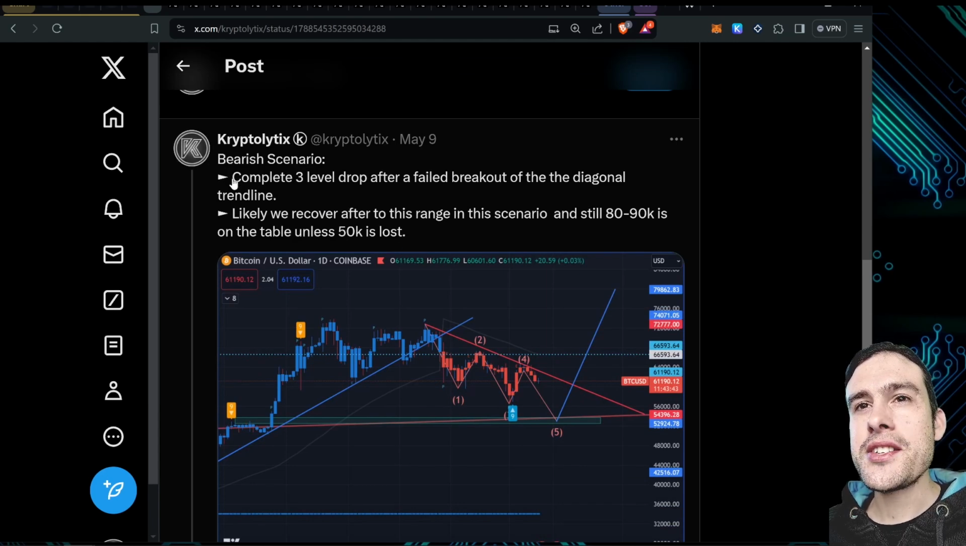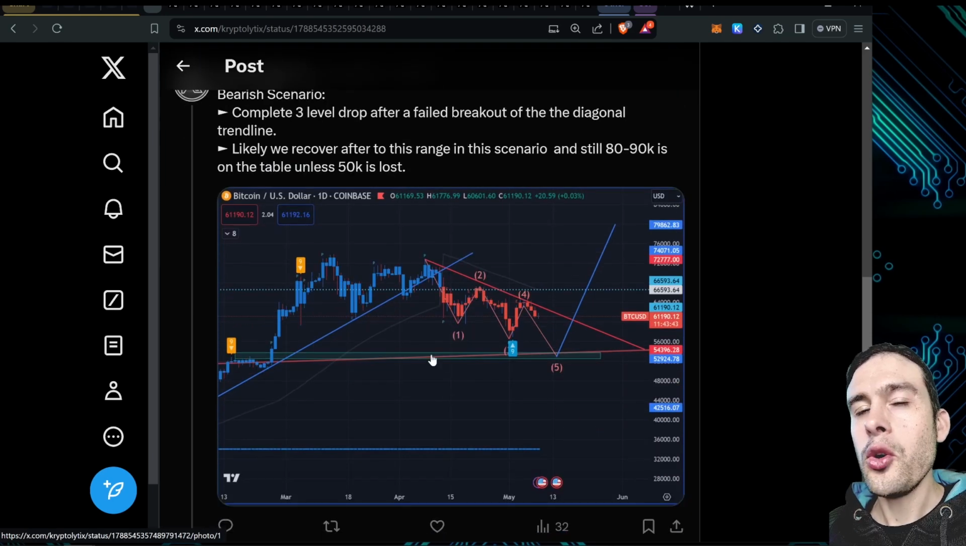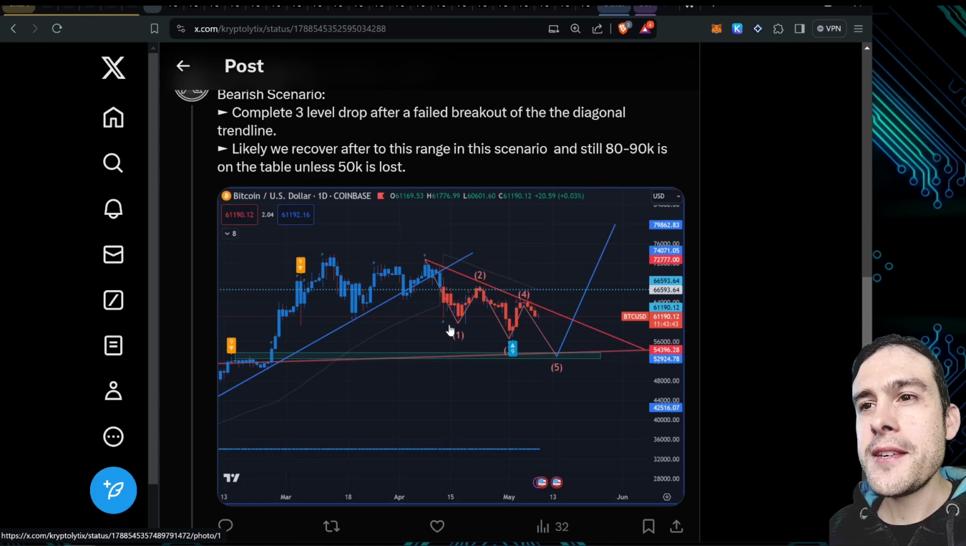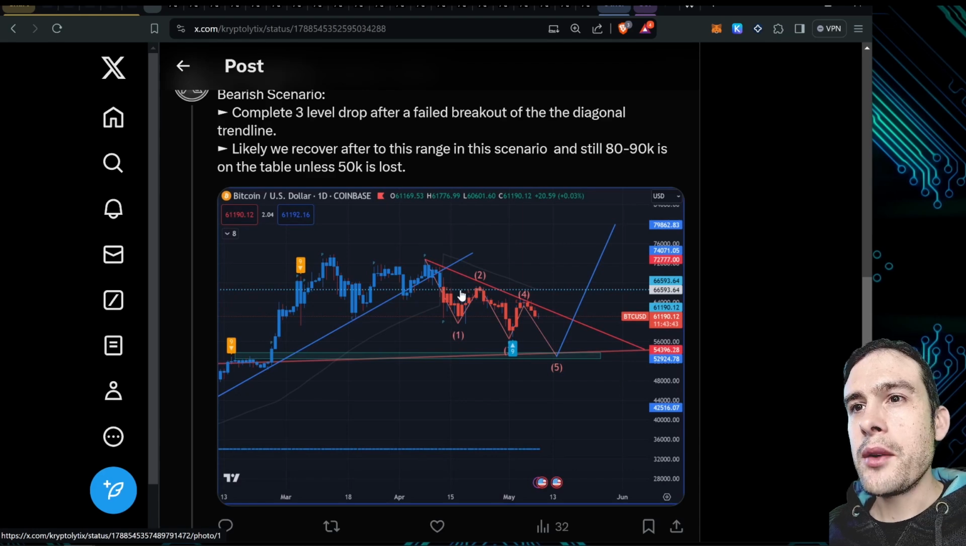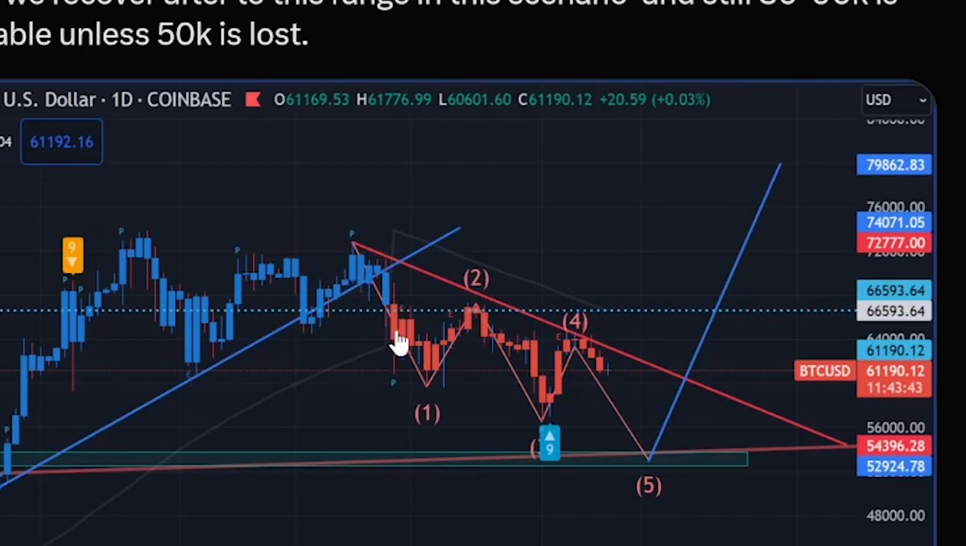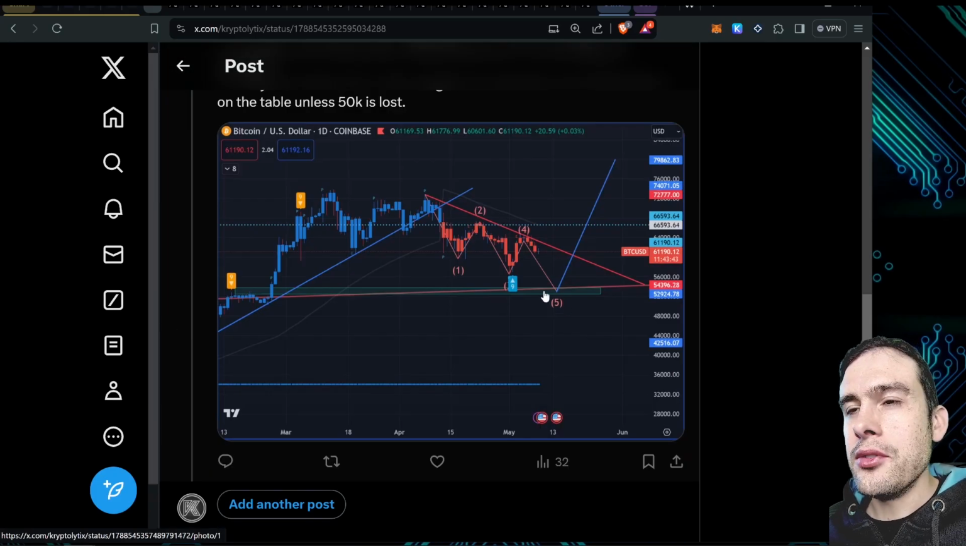But yeah, the bearish scenario I'd say is to complete the third level drop after a failed breakout of the diagonal trend line. So this is a diagonal trend line that a lot of retail traders will be looking at. I did have to move this because like all diagonal trend lines, you can redraw them 60 times before they're actually potentially relevant, which is why, again, I don't trade diagonals personally, but I do like to look at them to see what a lot of other traders are looking at. But what do I mean by 3-level drop? Well, this is a 5-wave corrective pattern, essentially, would be a 3rd level drop.